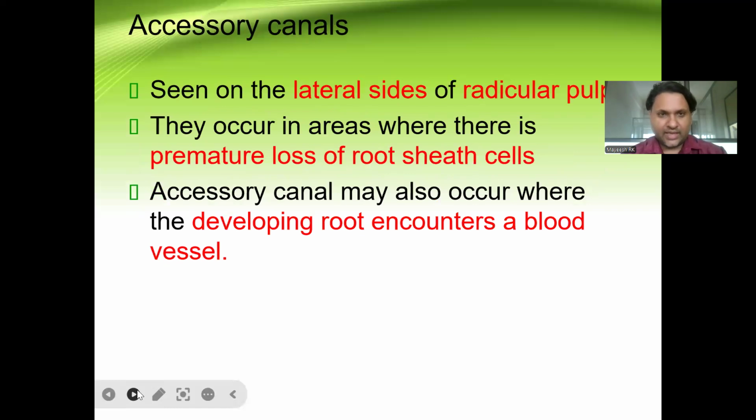You have also accessory canals. Basically, these are the ones that are seen on the lateral surfaces, or the lateral sides of the radicular pulp. They usually occur in areas where there is a premature loss of root sheath cells. The accessory canal may also occur where the developing root encounters a blood vessel.